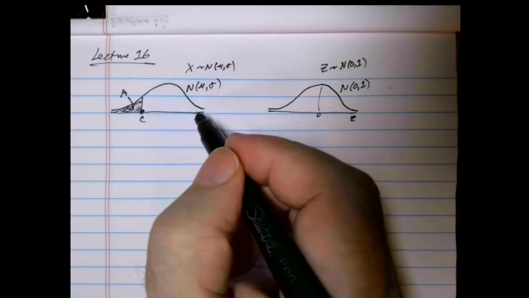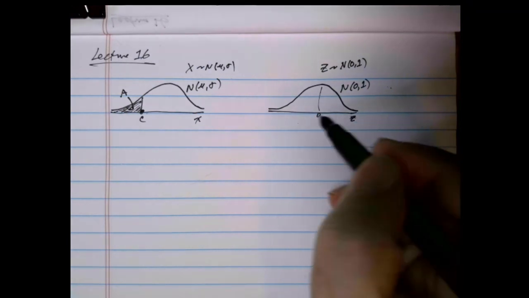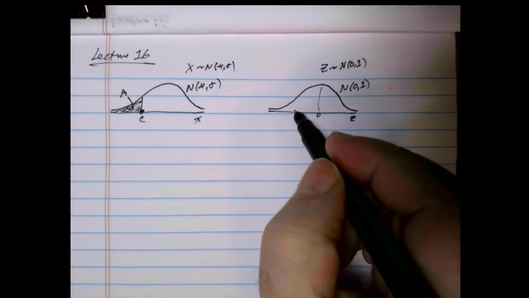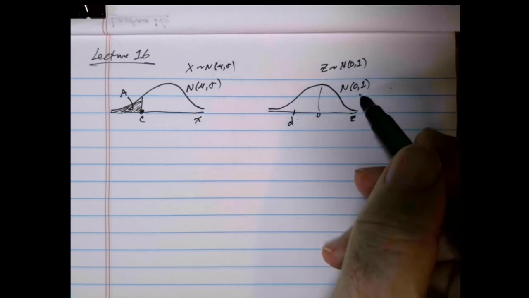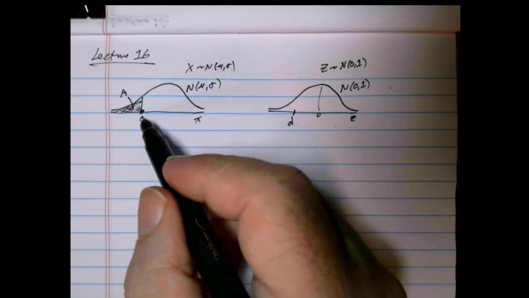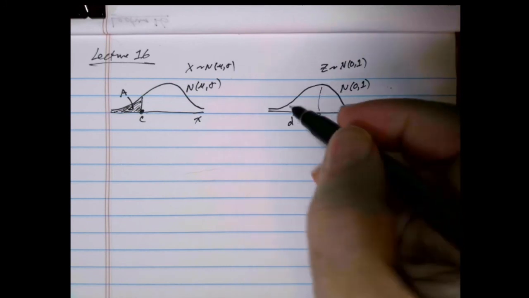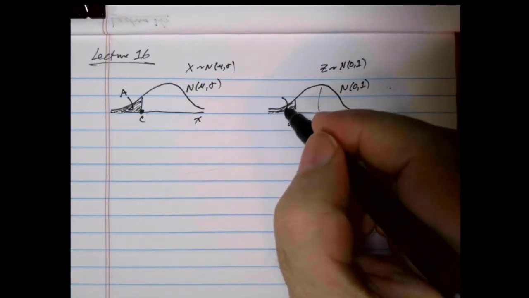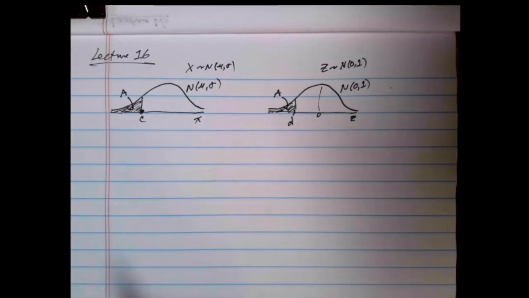The total area under here is 1, the total area under here is 1, and so there has to be a point on the z-axis, let's call it D, so that the area to the left of D under the standard normal curve is exactly the same as this area A, that is the area to the left of C under this normal curve. So I can color in this area here and label it A. Those two areas have to be the same.